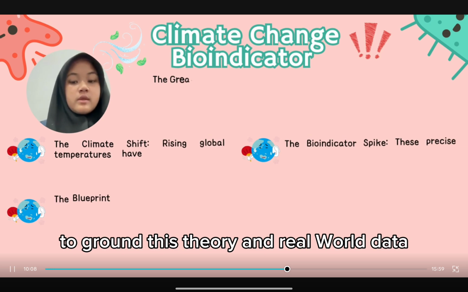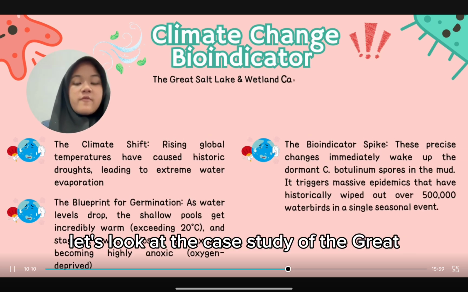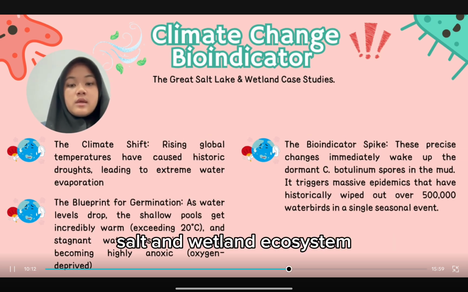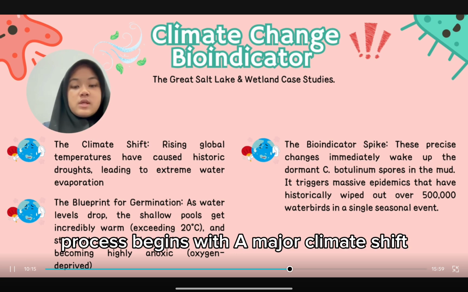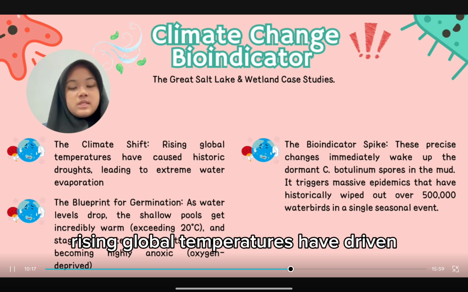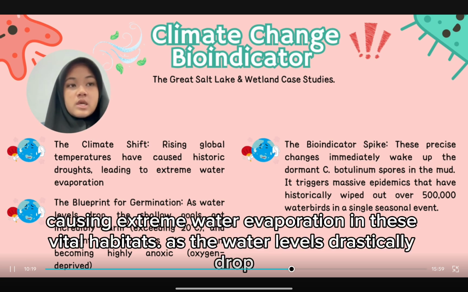To ground this theory in real-world data, let's look at the case study of the Great Salt Lake wetland ecosystem. The process begins with a major climate shift. Rising global temperatures have driven historic droughts, causing extreme water evaporation in these vital habitats.